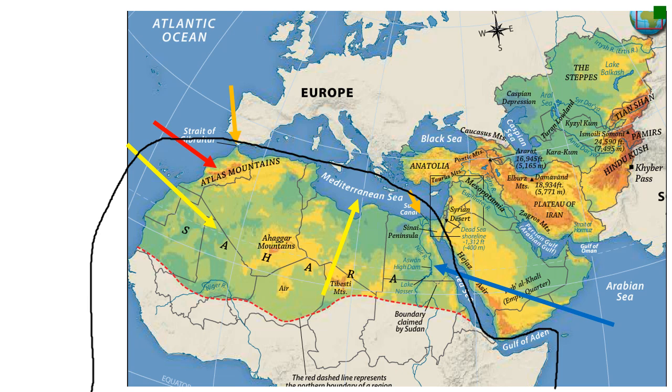We also have the Atlas Mountains, which are located on the northwest edge of Africa. We have the Strait of Gibraltar. The Strait of Gibraltar is a channel that connects the Mediterranean Sea to the Atlantic Ocean and is found in the northwest part of Africa.